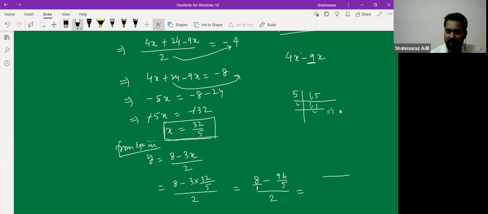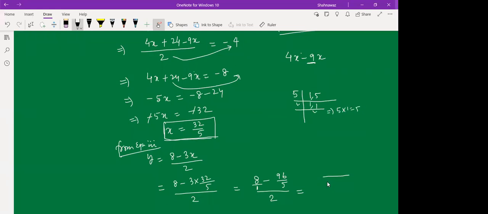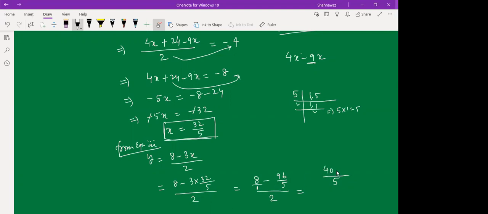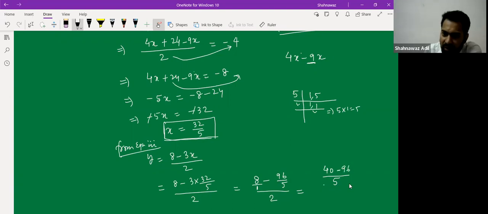What will be the LCM? 5, right? Did you say 1 or 5? Yes, 5. So 5, and 1 into 5 is 5. So 5, 8, 40 minus 5, 5 division 1. So 96 by 2, right? So this is 6, and this is what? 9 minus 4 is 5. So minus 56 by 5 by 2, right?